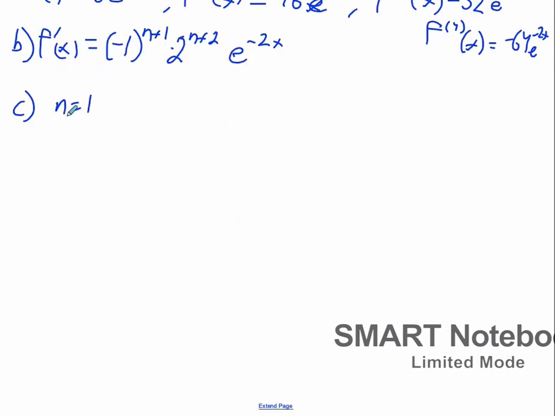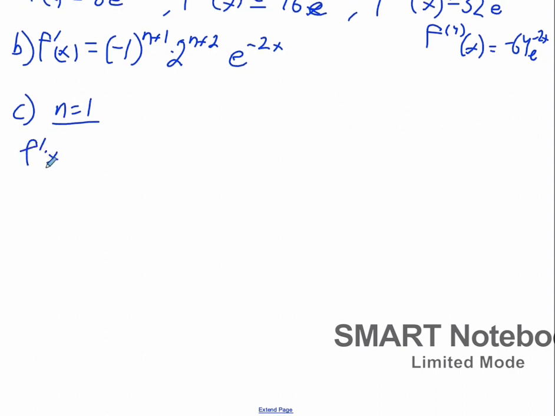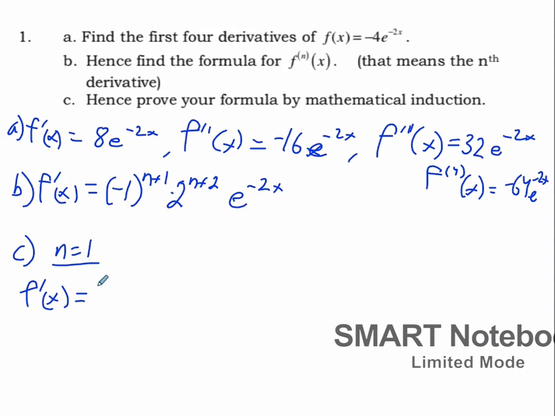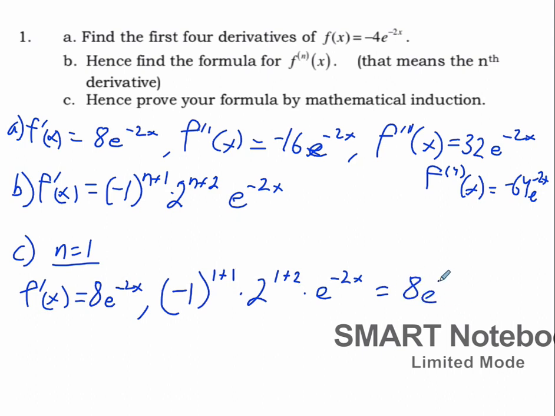Okay, so we're going to start with n equals 1. And so we have f prime of x equals, what was the original function again? This, right? So it equals 8 e to the negative 2x. And then we can check this side of the formula. So negative 1 to the power of 1 plus 1 times 2 to the power of 1 plus 2 times e to the power of negative 2x does give you 8e to the negative 2x. So therefore it's true for n equals 1.